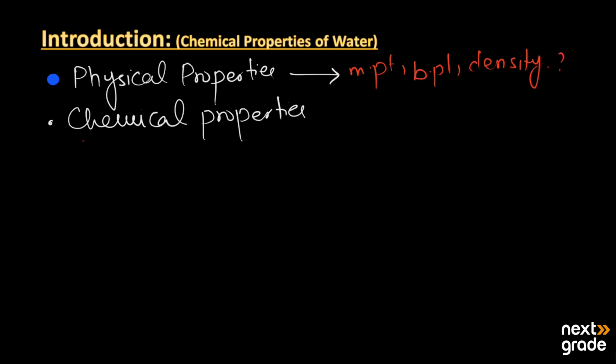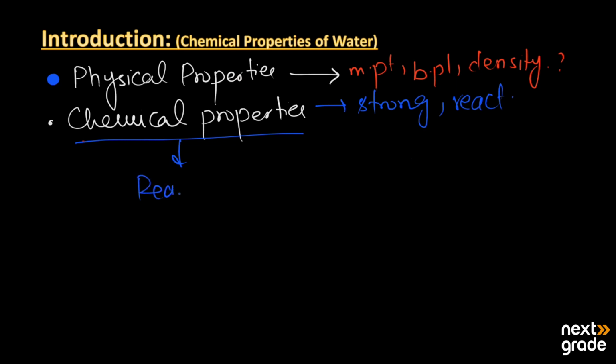And the chemical properties simply mean how strong a compound is, how it reacts with other substances, or what happens when it comes in contact with other compounds. This is basically known as the chemical properties. It relates to the reactivity of substances.